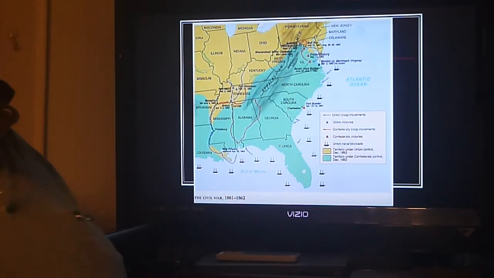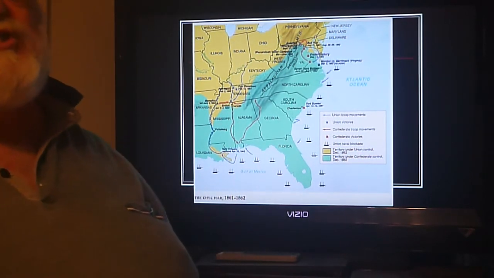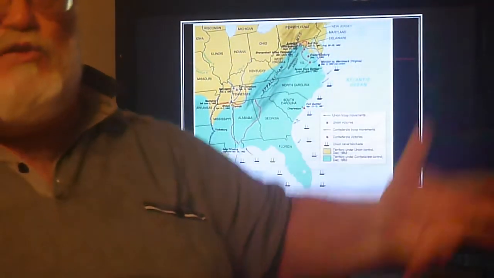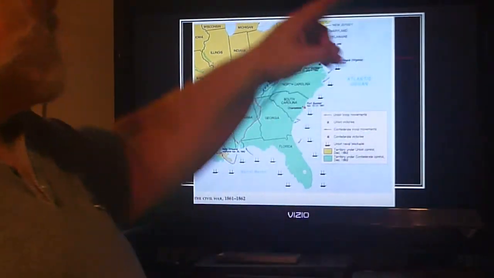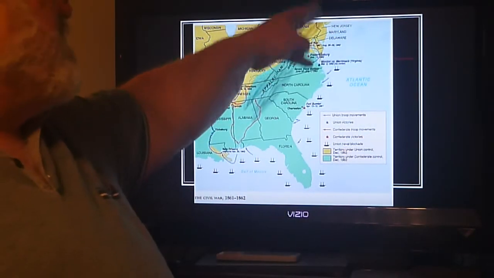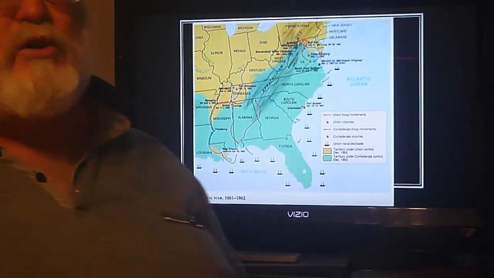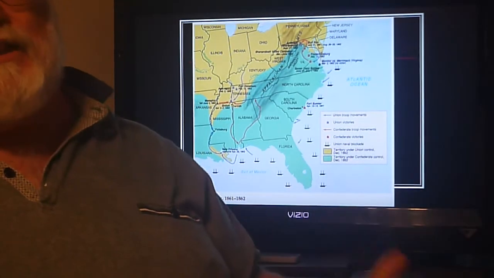There's also another ironclad that's built as an ocean-going vessel. It's a steamship that has masts so that it can also use sails, called the Alabama. The Alabama doesn't really fight. It's a Confederate ship, doesn't fight here, right? But it fights on the trade routes in the Mediterranean and along the African coast and even into the Indian Ocean.